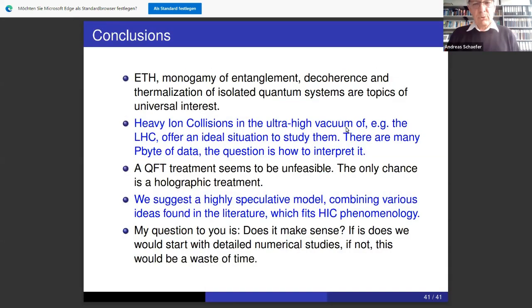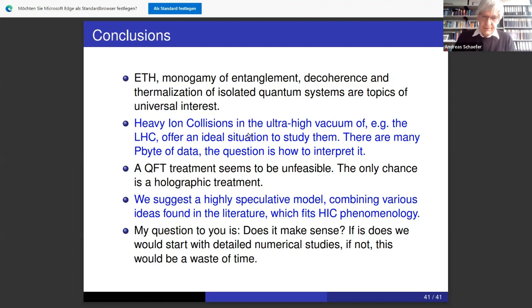So let me come to the conclusion. All these questions, ETH, monogamy, entanglement, decoherence, thermalization, are topics of really universal interest. ETH is a concept which came from condensed matter physics. Monogamy comes from information theory. And decoherence, for example, is technically important because you look at decoherence of a quantum computer. So these are really topics of universal interest.